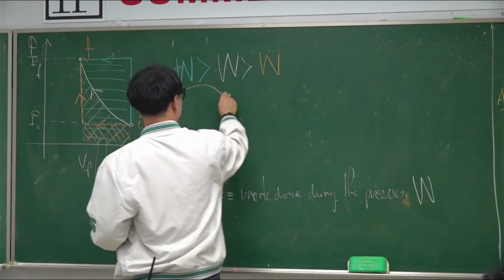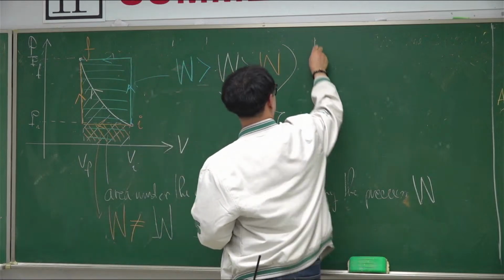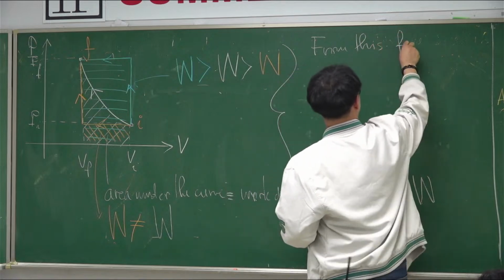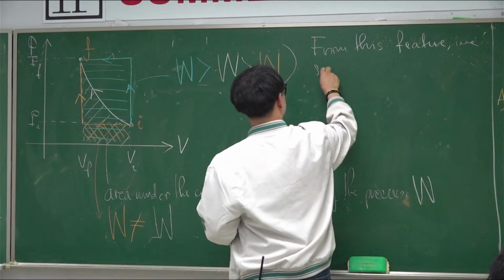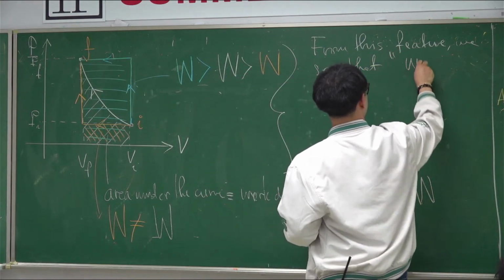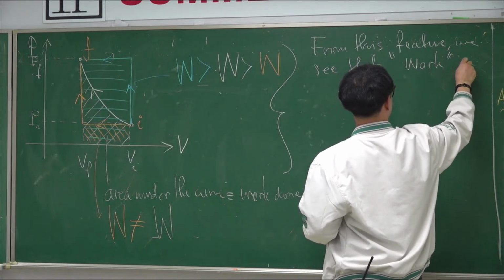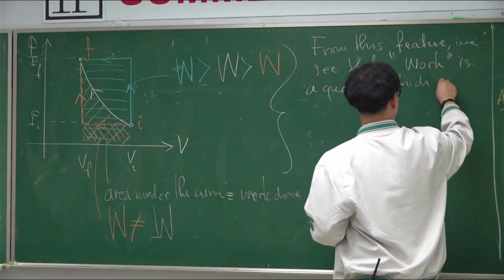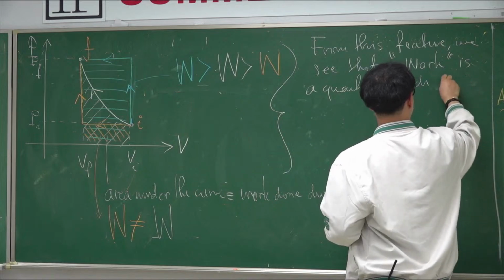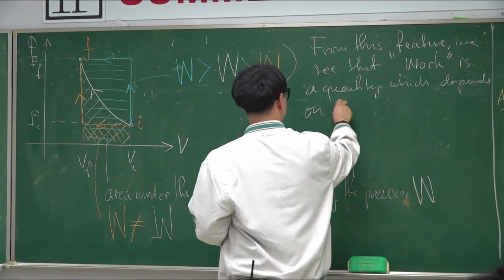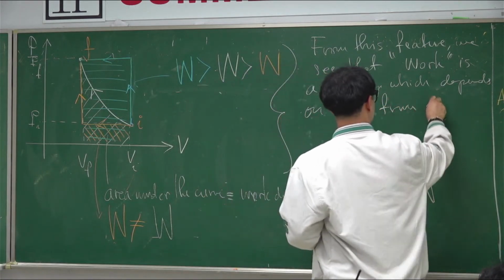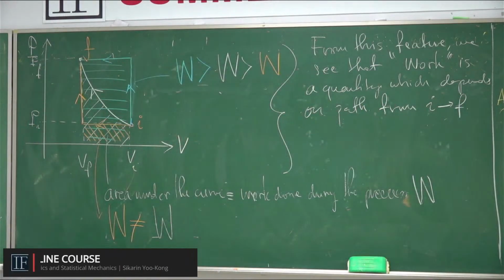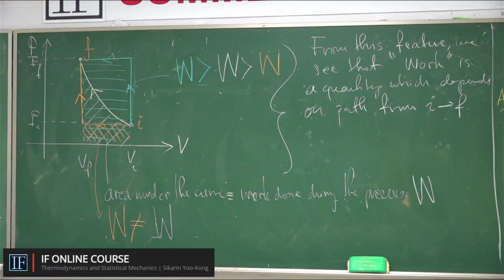So from this feature, we see that work is a quantity which depends on the path from I to F, right? Yeah, you see that? Okay, hope you do.